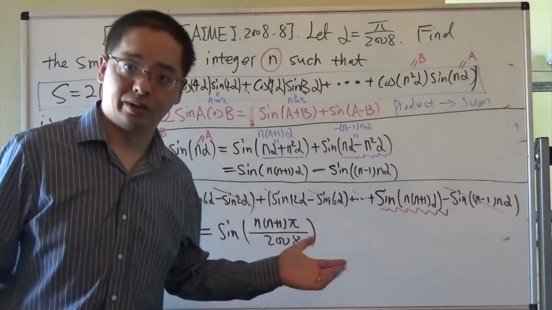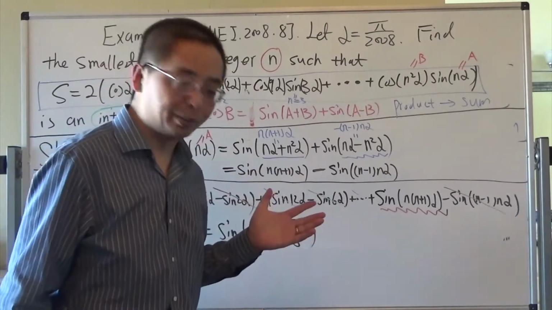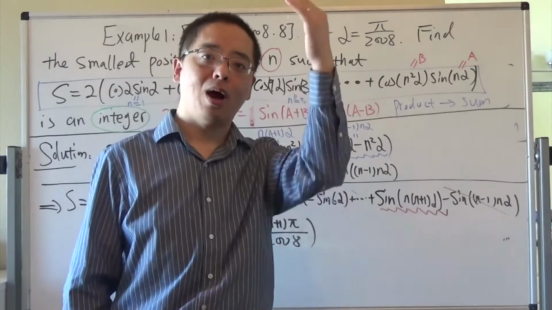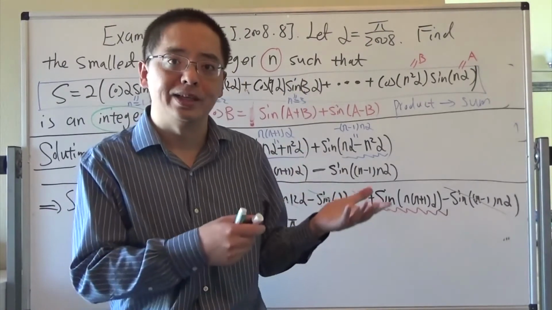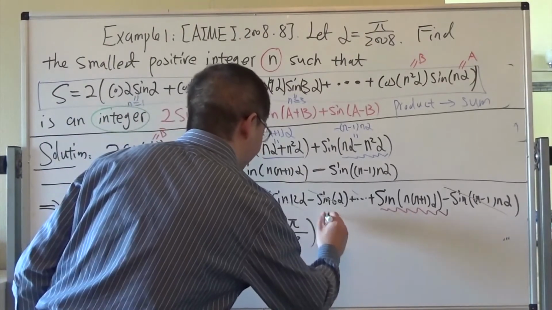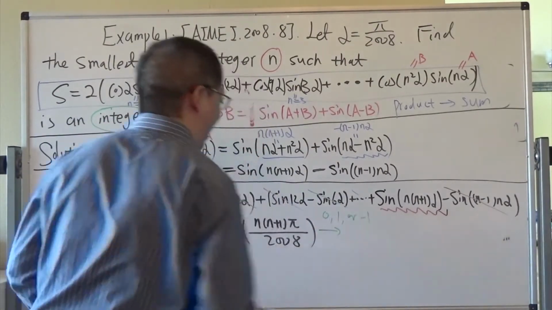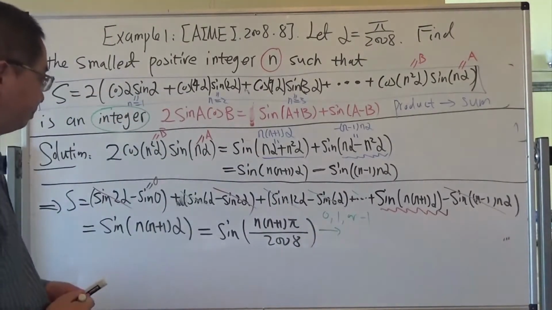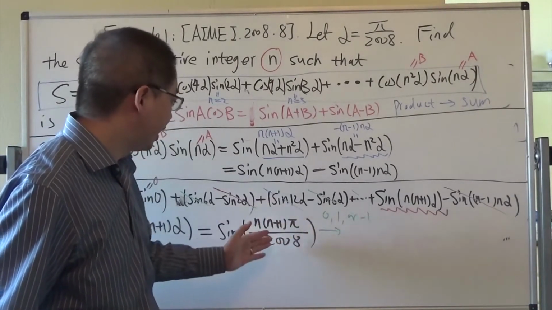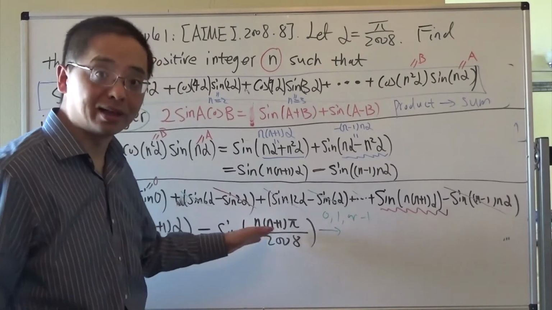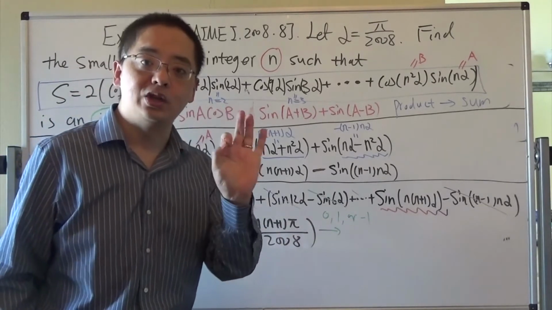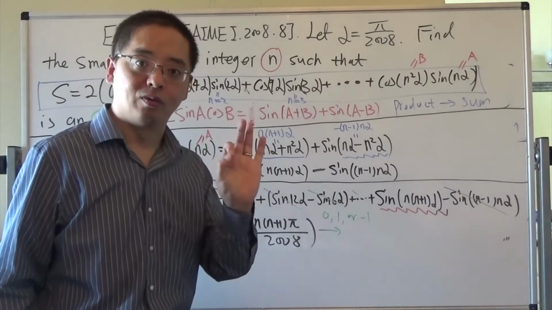For a sine function, in order for it to be an integer, what do we have? A sine function changes from 1 to negative 1, so the integer value could be 0, 1 or negative 1. We want this to be either 0, 1 or negative 1 because we want it to be an integer. For a sine function to be 1, 0 or negative 1, what is inside shall be an integer multiple of pi over 2.